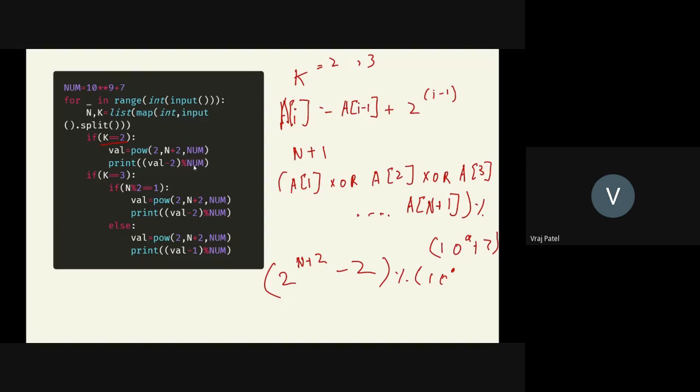And for 3, the pattern is a little bit tricky, but it's based on odd and even numbers. So if this n that you were given is odd, then you again have this pattern as 2 raised to power n plus 2 minus 2, right? But if this n is even, then you have this pattern as 2 raised to power n plus 2 minus 1. And you have to print this again modulo 10 raised to power 9 plus 7.